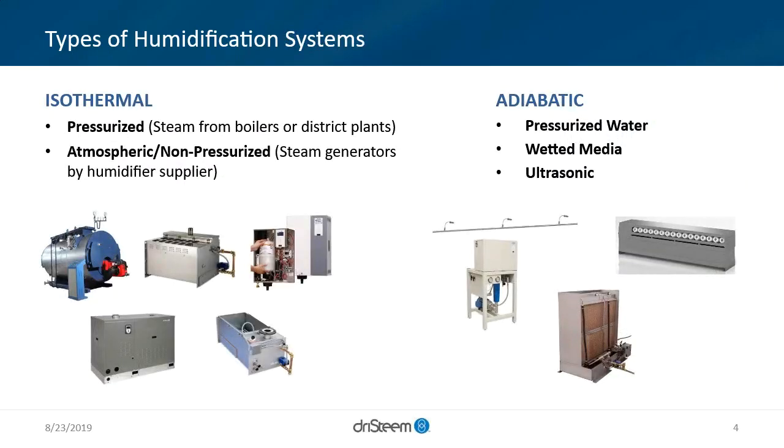Here are some different types of humidification systems from a pictorial perspective. On the left, anywhere from a pressurized steam boiler to atmospheric steam generators, whether that's a gas source or electric source, or even another pressurized steam feeding the heat exchanger for atmospheric clean steam. On the right-hand side, the typical adiabatic technologies include pressurized water, which is that first photo on the left, and you'll see a lot more of those kinds of pictures as we go throughout this presentation. Wetted media is down below, and then ultrasonic is depicted on the right side.